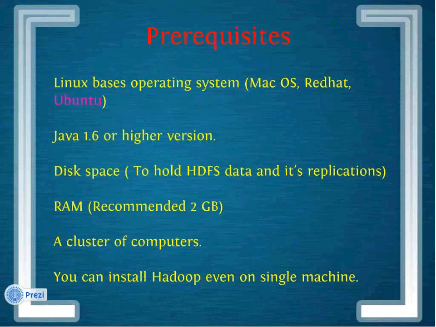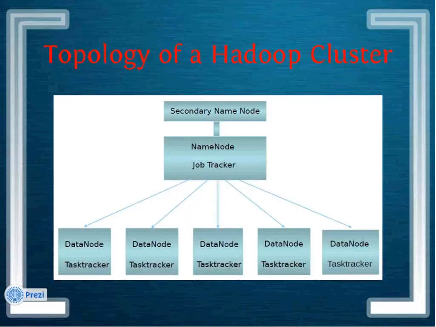The next requirement is a cluster of computers. As per this diagram, you may be thinking that we need 7 machines to learn from. One is the master machine, one is the backup master machine, and the remaining 5. But no, that is not required. For learning Hadoop, it is sufficient. On a single machine, you can install Hadoop.